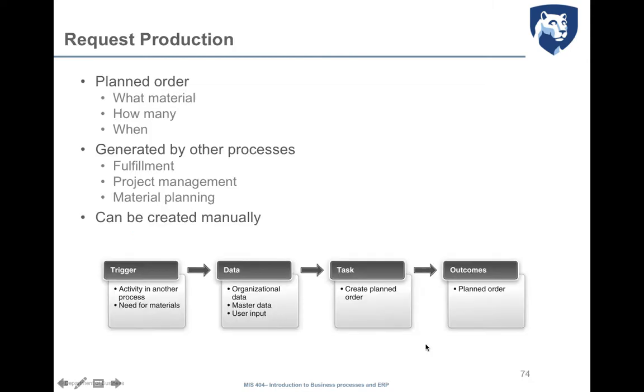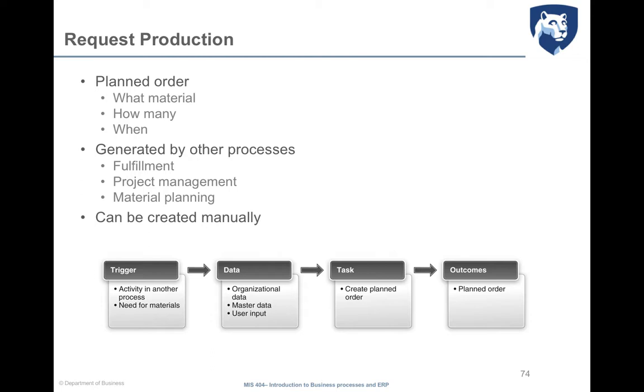Let's start with the first step, so request for production. A request for production is triggered by the need to produce material. Again, as we already discussed, if the company has adopted a make-to-order strategy, the receipt of a customer order, so coming from the fulfillment process, will trigger the need to produce the materials.